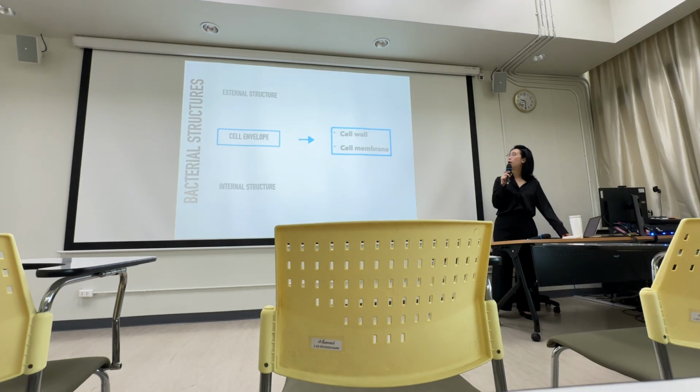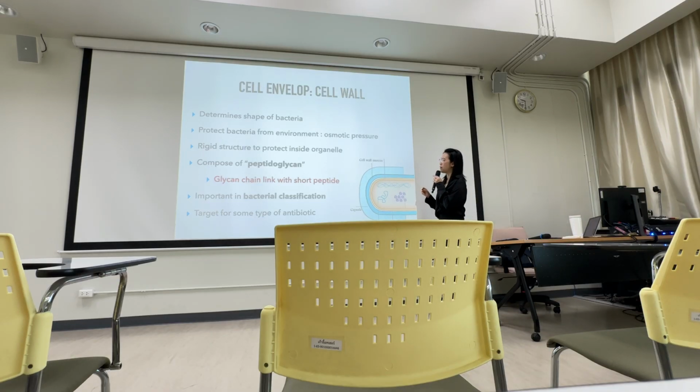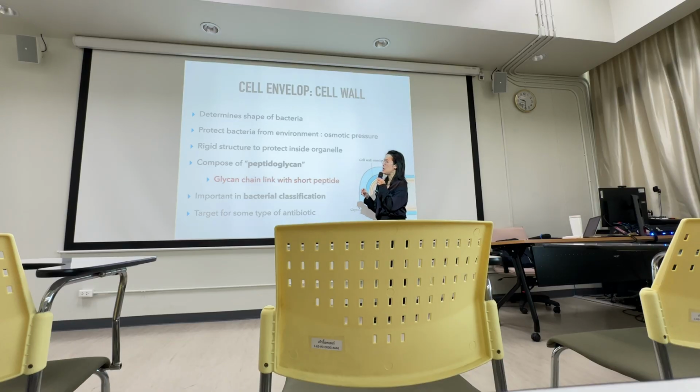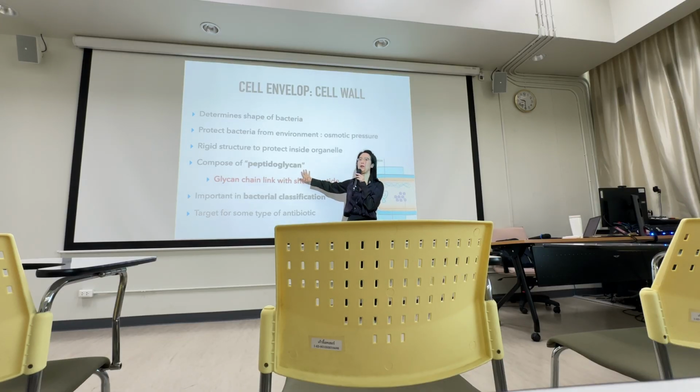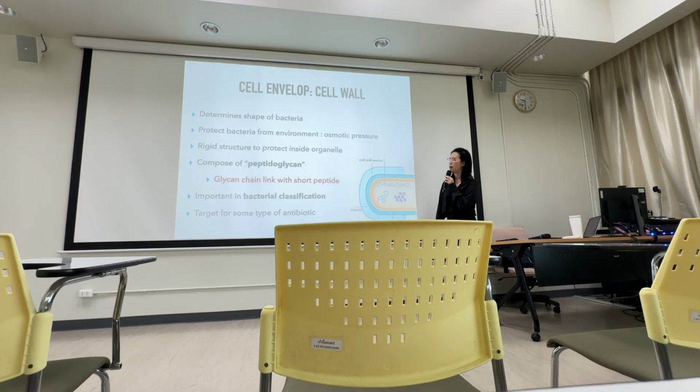The cell envelope is composed of the cell wall and the cell membrane. The cell wall is the structure that determines the size and shape of the bacteria. It helps to protect the bacteria from the osmotic pressure of the environment. It's a rigid structure that protects the organelles inside the bacteria. The most important thing is peptidoglycan, the chemical that forms the structure of the cell wall. Peptidoglycan is a glycan chain linked with short peptides.